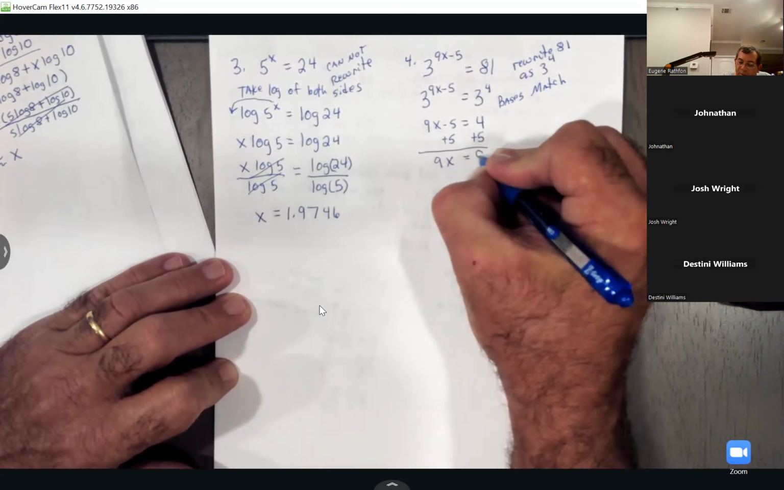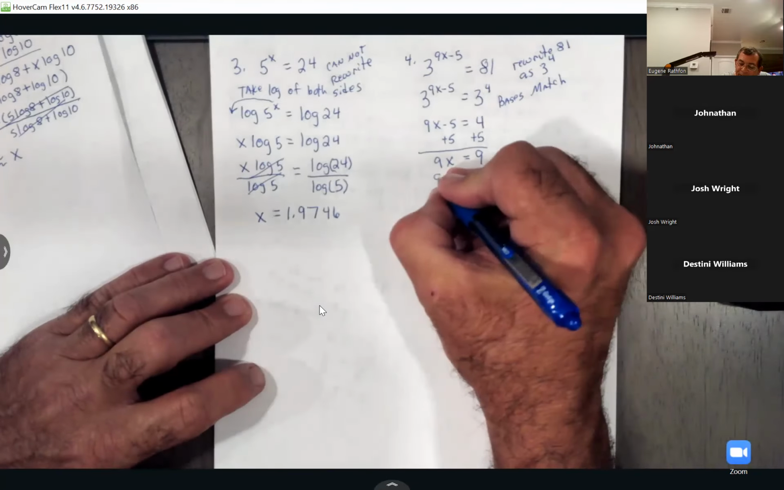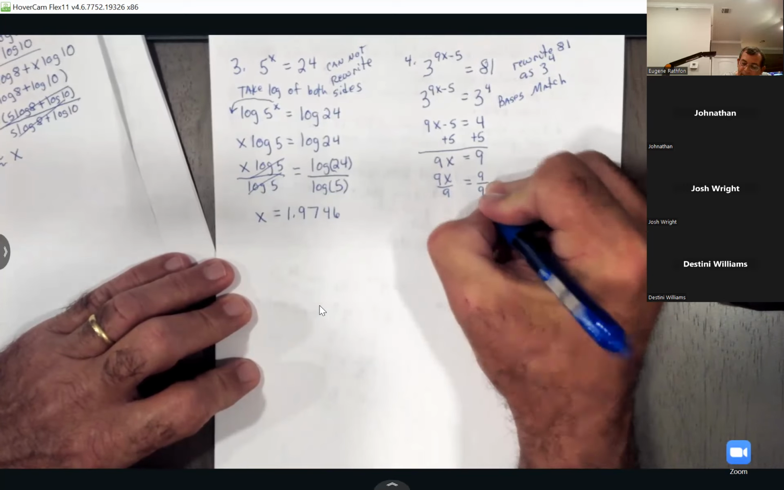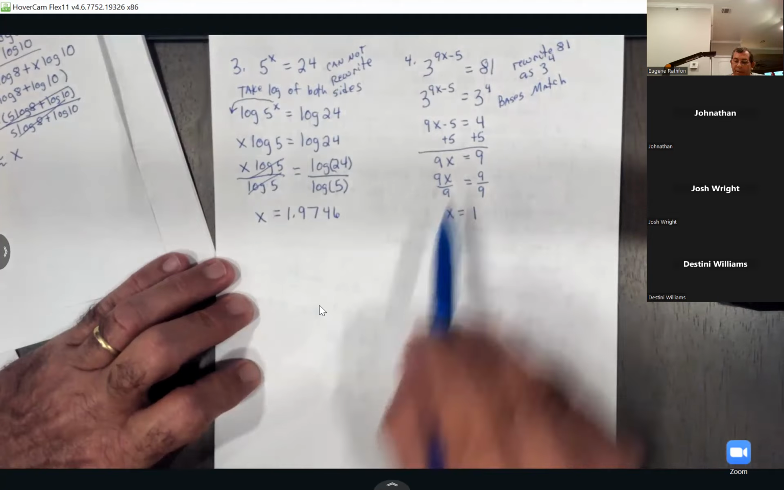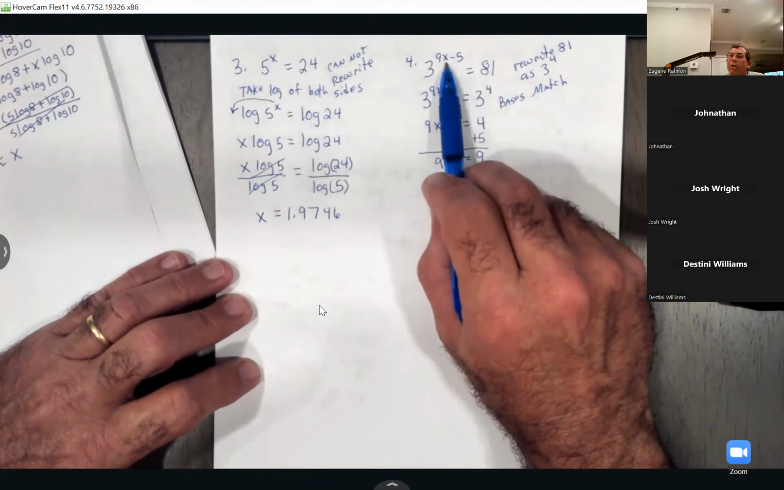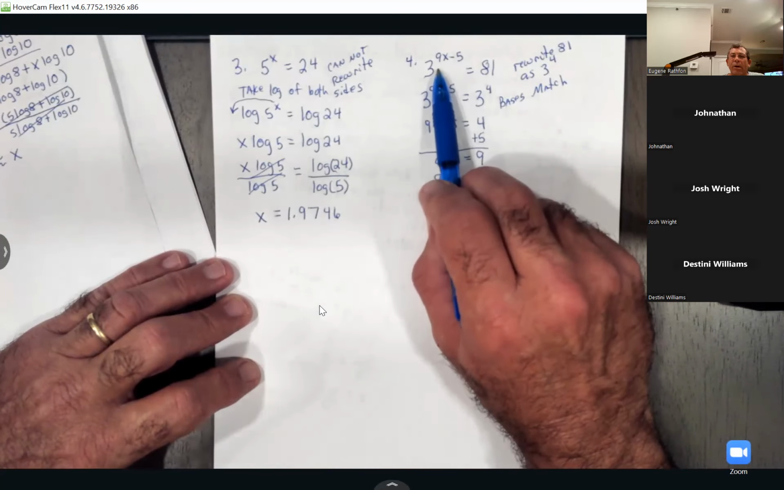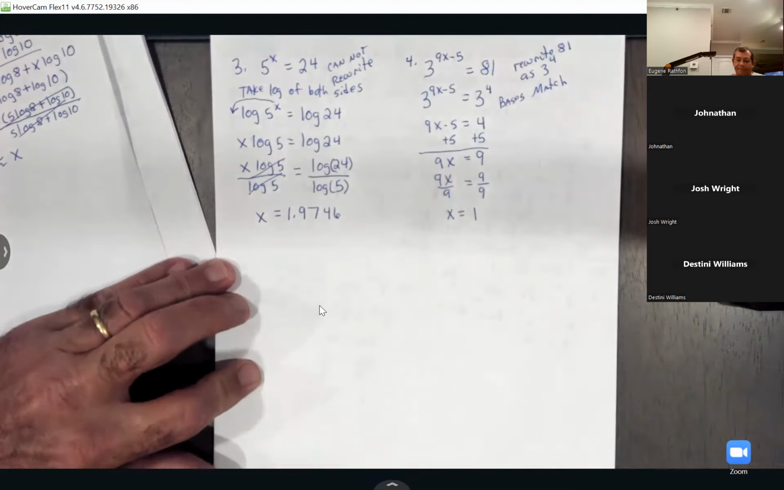Nine x is going to equal 9. And then let's divide by the 9 and be done. So y'all, x is going to be 1 for that. So if you put a 1 here, 9 times 1 is 9. 9 minus 5 is 4. And we know that 3 to the 4th power equals 81.